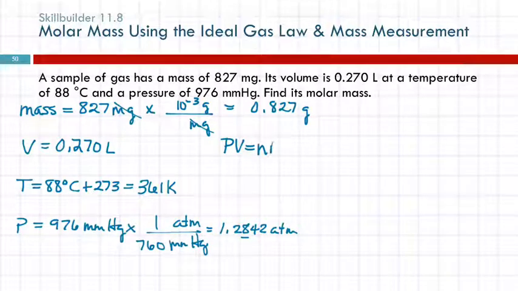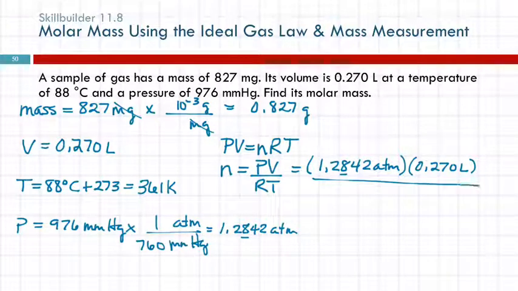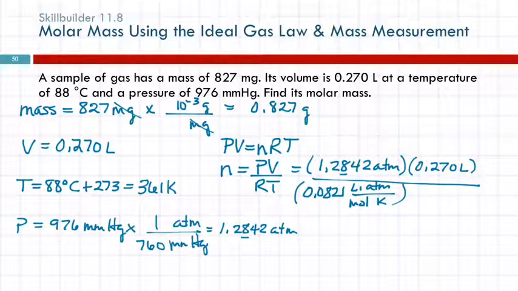PV equals nRT, so n equals PV over RT. So pressure, 1.2842 atmospheres, times the volume, 0.270 liters, divided by R, 0.0821 liter atmospheres per mole Kelvin. See, I blessed you guys all day, so I'm not saying it anymore. And the temperature, 361 Kelvin.